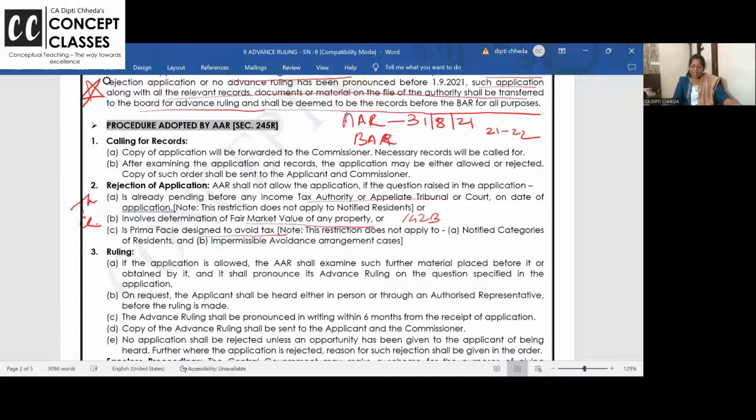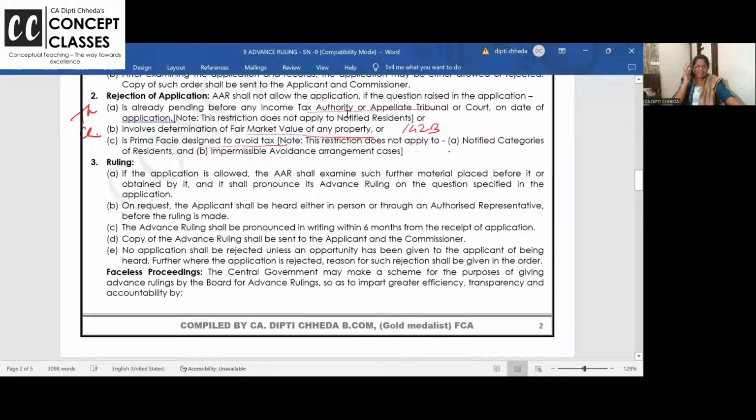So, what are the cases when your application will be outrightly rejected? If your case is pending with ITAT, except PSUs. PSUs ka case ITAT mein pending hai, then also they can go for AAR or bar. If it involves determination of the fair market value or is prima facie designed to avoid tax, then they will not entertain your application. Clear? How I'm teaching is clear. Exactly how they can ask you, and meaning should also be clear.